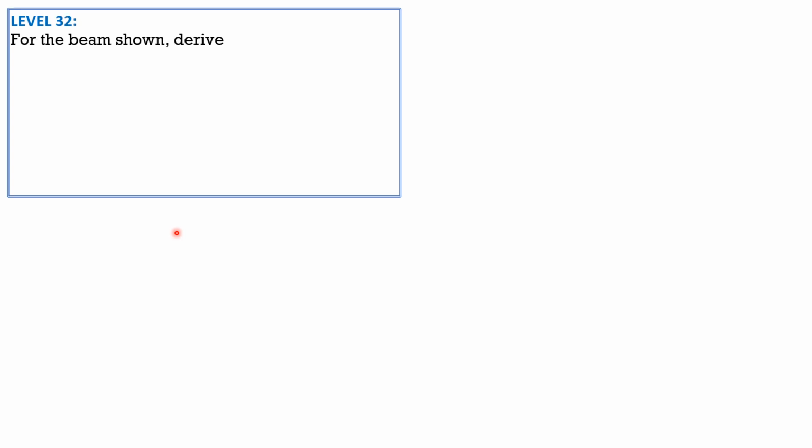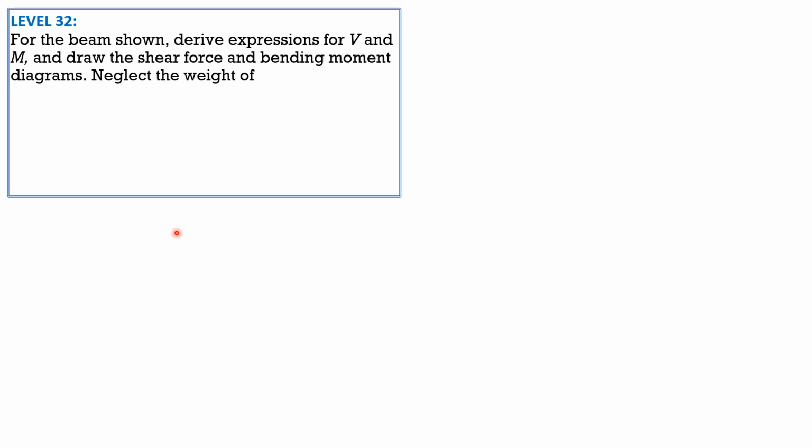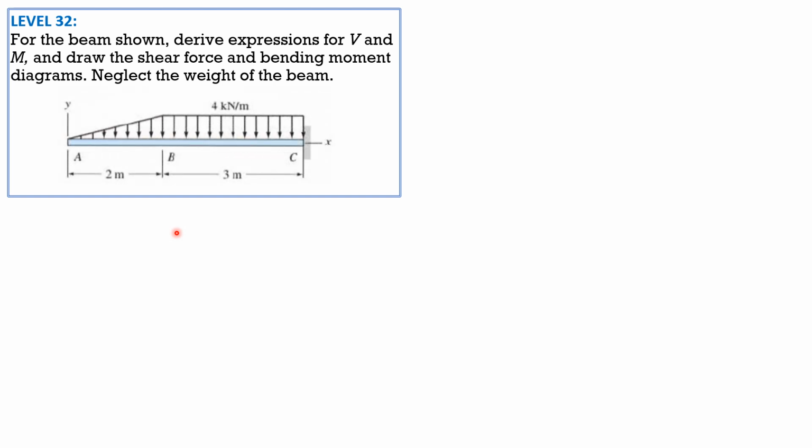Problem 432, for the beam shown, derive expressions for shear and moment and draw the shear force and bending moment diagrams. Neglect the weight of the beam. So we have a cantilever beam. Actually, in the construction of this cantilever beam, we don't need to solve for the reactions at C, but to counter check, let's just solve them. So let's call the vertical reaction as Cy. The moment reaction, let's assume clockwise, although it is really clockwise and negative.